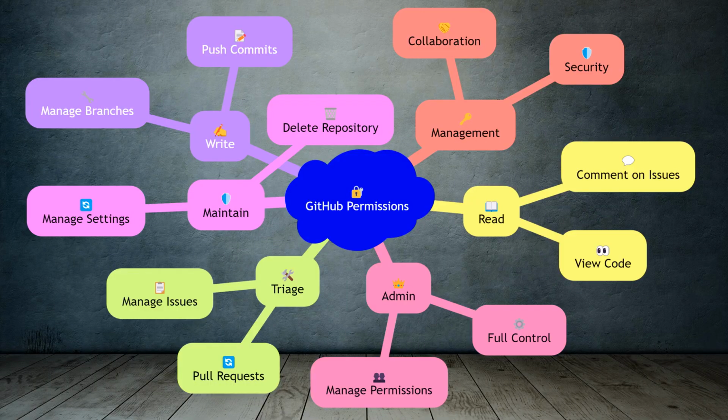GitHub provides a range of permission levels to manage access to repositories. These include read, triage, write, maintain, and admin. Each level offers different capabilities, from viewing and commenting on issues to full administrative control. Repository owners can assign these permissions based on the collaborator's role and responsibilities. Properly managing these permissions helps maintain the security and integrity of the project while enabling effective collaboration.